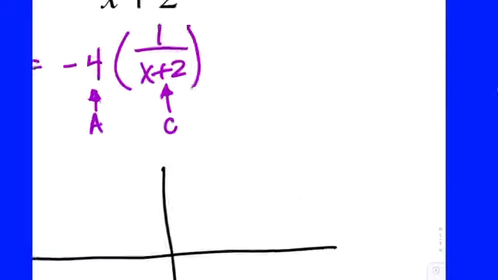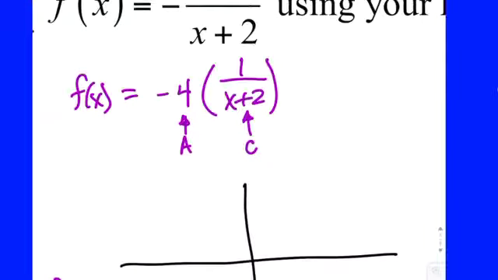So now the last thing is the x plus 2. It's a c value. It's inside with the x. It's added, so it's a horizontal shift. Is it left or right 2? It's left 2. Remember, it's the opposite of what it appears. Now, you can verify that with your knowledge of domains, right? What value is not in the domain here? x cannot equal what? Negative 2. That's where the vertical asymptote is.